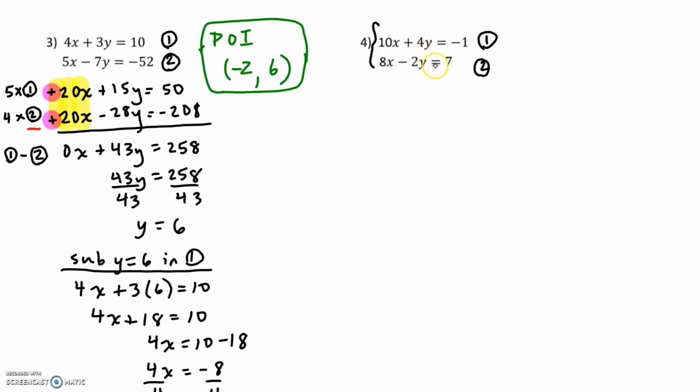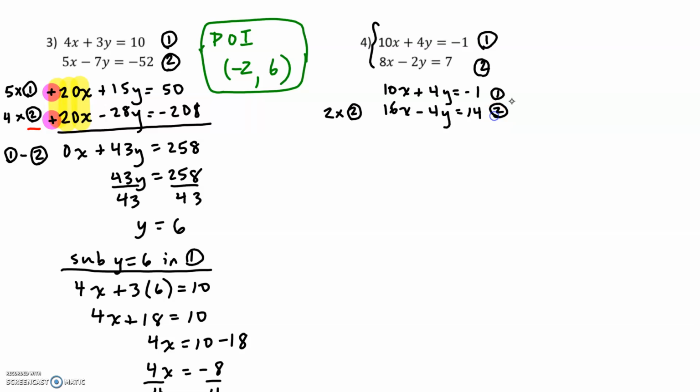I can see that in equation 2, if I just multiply this coefficient 2 by 2, I get 4. And then that will give me the same coefficient. So that's what I'll start with. My equation 1 is 10x plus 4y equals -1. I'll just rewrite it because that doesn't need to be changed. And then I have to do 2 times equation 2. So every term has to be multiplied by 2. 8x becomes 16x. And we know 2 times -2 is -4y. And then 2 times 7 is 14.